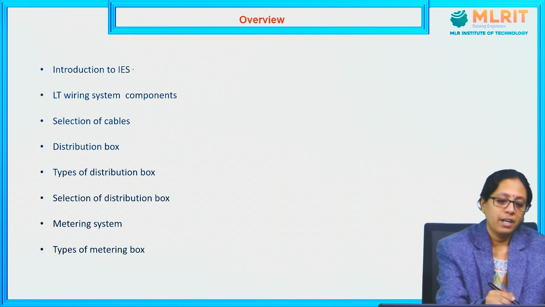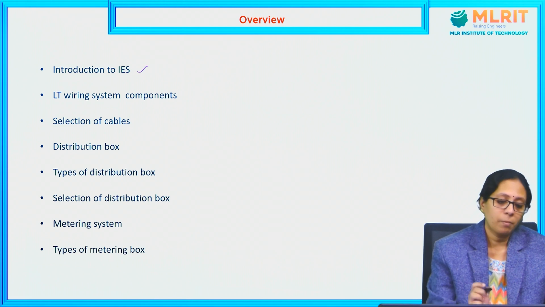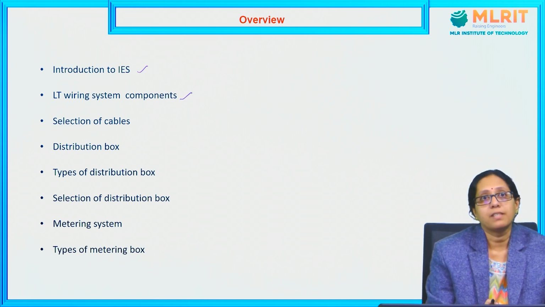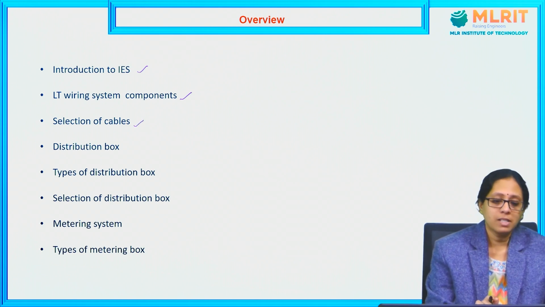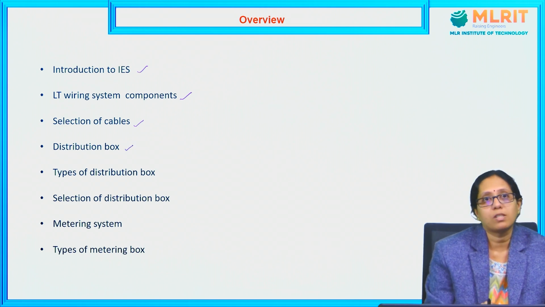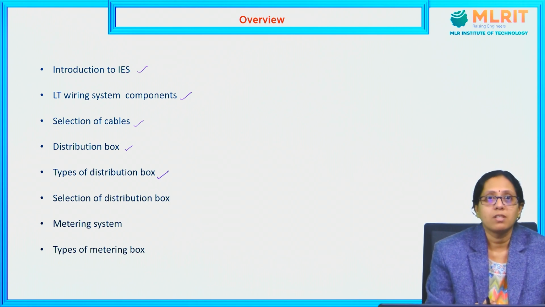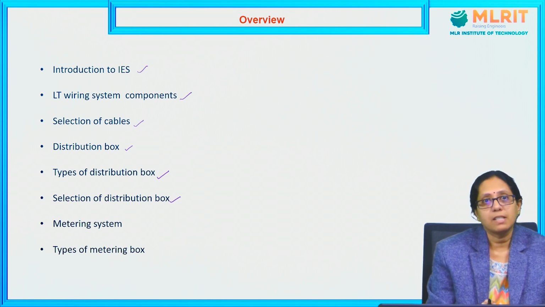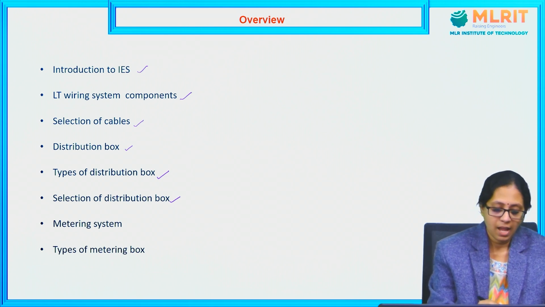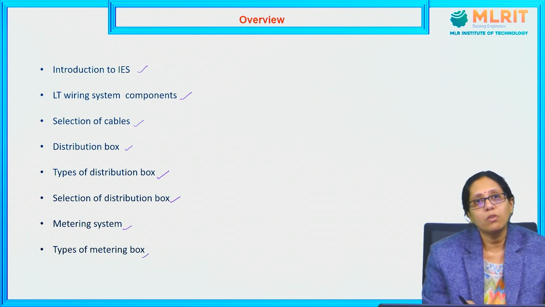First one is Introduction to IES, that is Industrial Electrical Systems. Second topic is LT wiring system components, that is low tension wiring system. Third one is selection of cables, and next one is distribution box, as well as the types of distribution boxes and how to select the distribution box. Next topic is metering system and types of metering systems. This is the overview of today's topic.